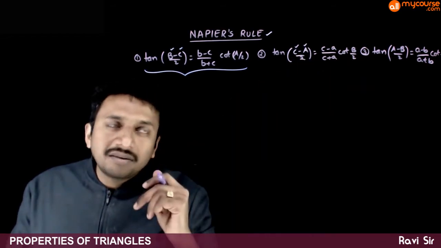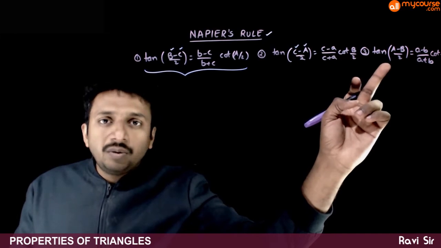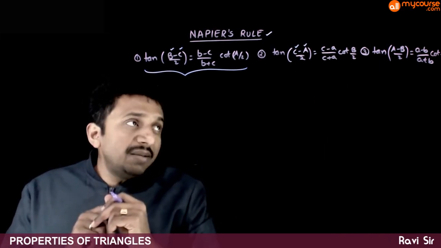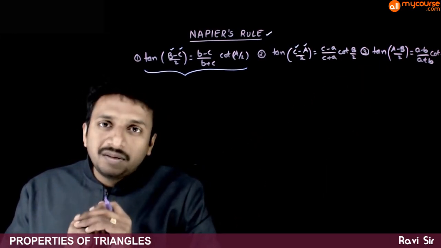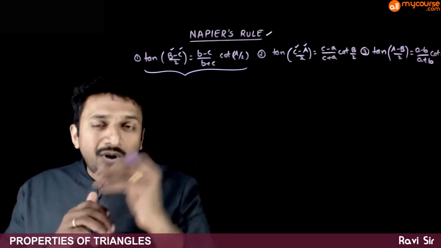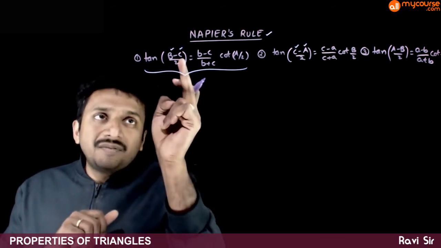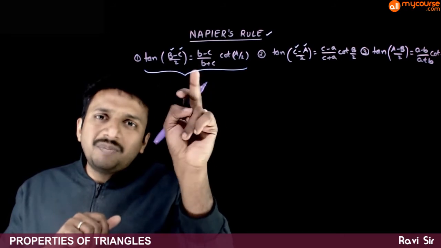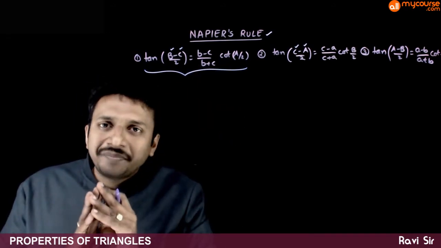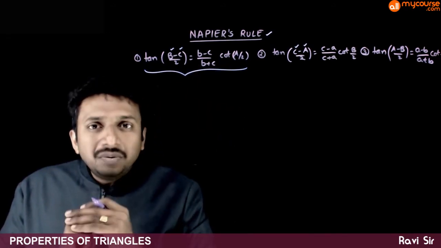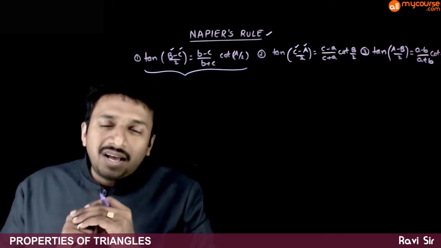You got the other angle here. Tan (A − B)/2 is equal to (a − b)/(a + b) times cot of C/2. So you can write the other formulas also. Tan of (C − B)/2 will be (c − b)/(c + b) times cot A/2, and so on. So let us try to see how these formulas are obtained.